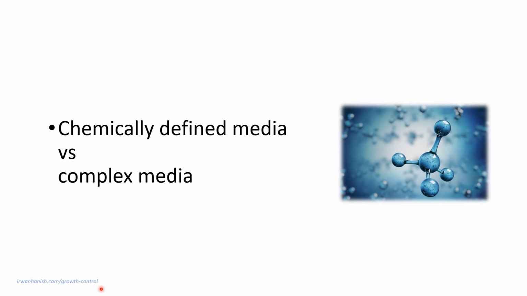So in those cases, we can use complex media. Complex media doesn't mean we don't know what's in them. We do, but it is less defined. We don't know exactly how much chemical components in each batch. We only know that the media have, for instance, peptones or blood from animals, not the precise chemical compositions.